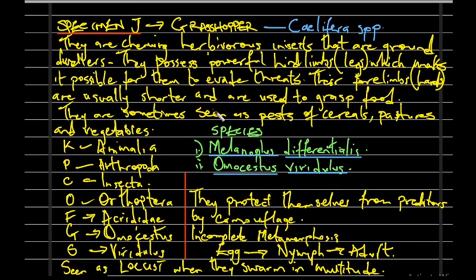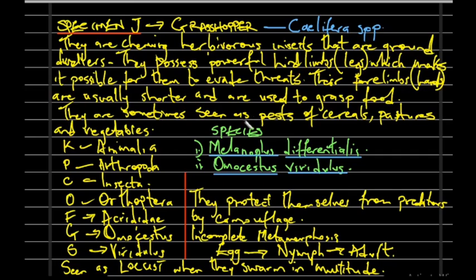So what do we need to know about this organism? They are chewing herbivorous insects. They actually chew or feed on plant parts. They are ground dwellers. They possess powerful hind legs, which make it possible for them to evade threats from their predators. They also have forelimbs that are usually shorter and are used to grasp food.